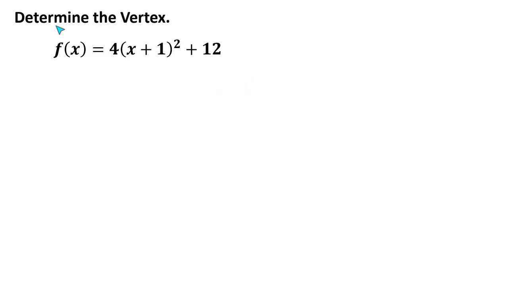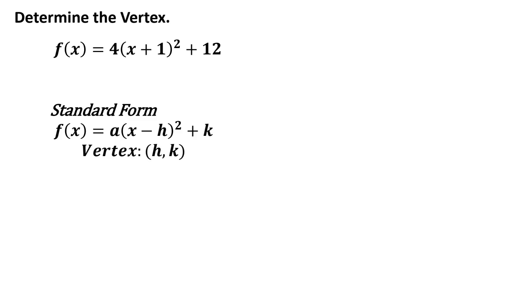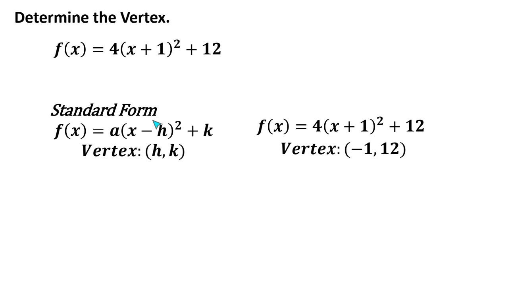It says determine the vertex. So for this example, it's already in standard form. So this equation looks like this equation, so we can get the vertex. Here we have a +1 and this is a -1. So what we want to do is get the opposite of what we see in the parentheses. So the opposite of +1 is -1. And then we want to keep the sign of the outside number, which is 12 in this case. So that's going to be your vertex.